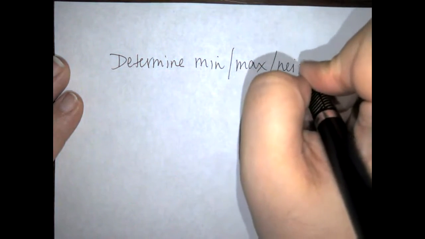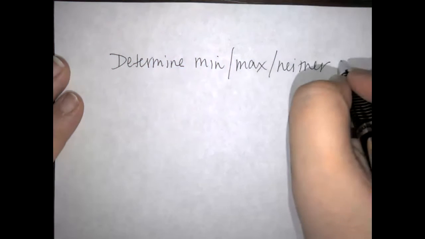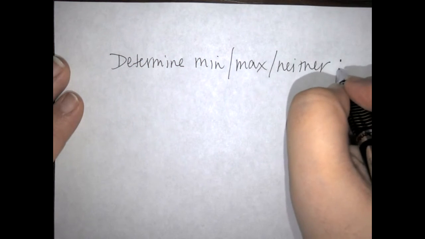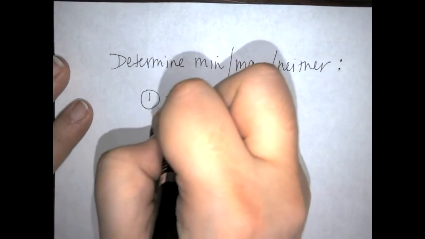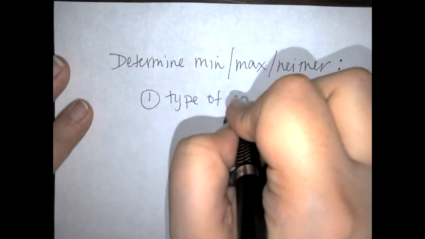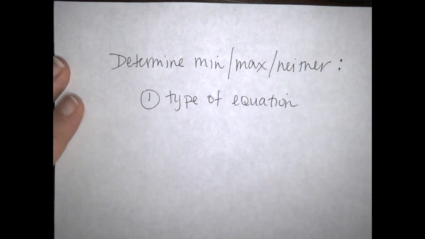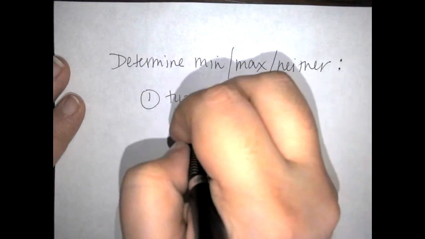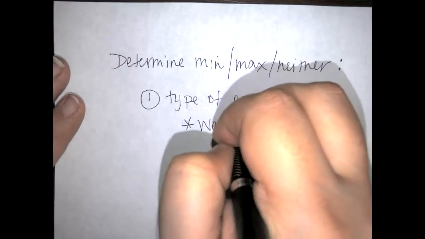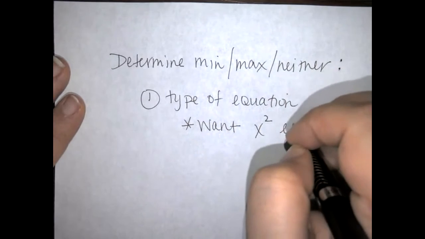Okay, so to determine if your equation is a minimum, a max, or neither, there's a couple things that you have to look at. First, you need to look at the type of equation that you have. Most of what you want are x squared equations.